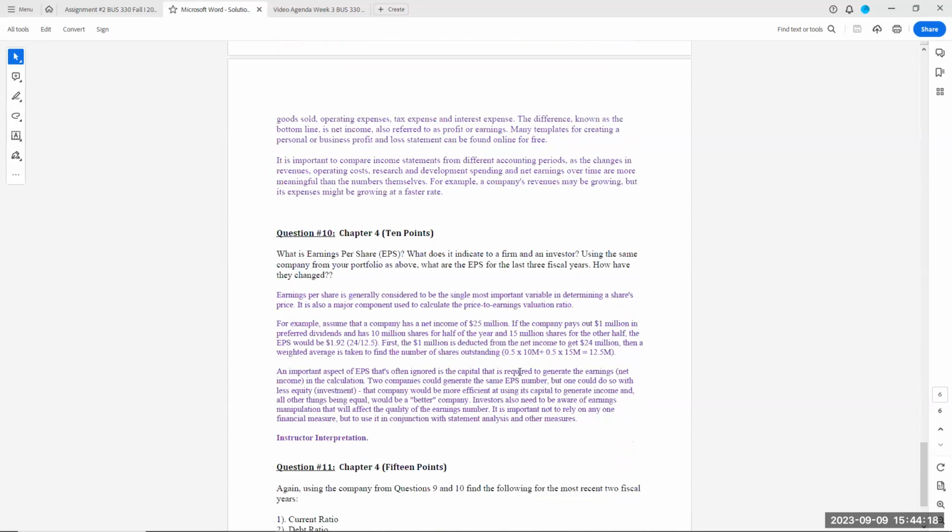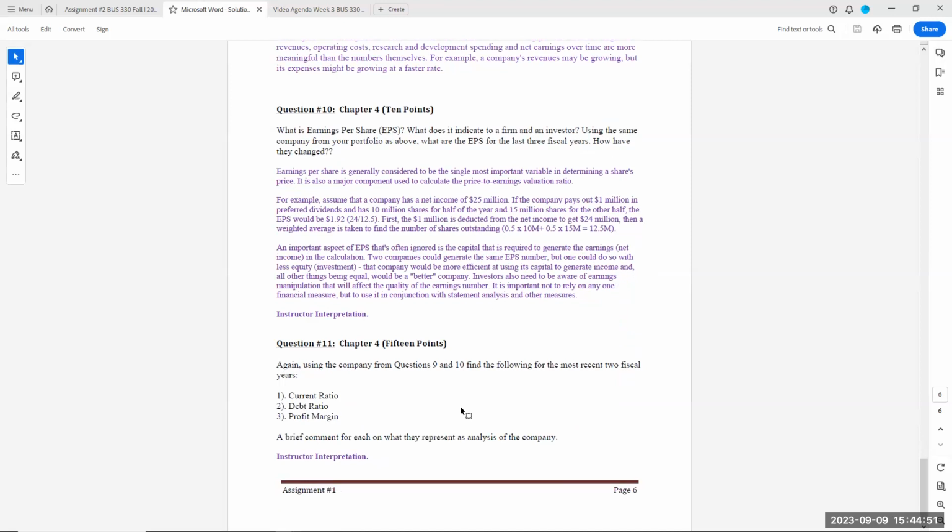Question 10 was to take the last 3 fiscal years of a company selected from your portfolio. Many selected Tesla, many selected Apple. How have they changed? Remember, the earnings per share is given to you by the company, or sometimes you can determine it as net income divided by the number of shares of stock outstanding. And thus, I was looking for those 3 numbers from the last 3 fiscal years, 12 months.